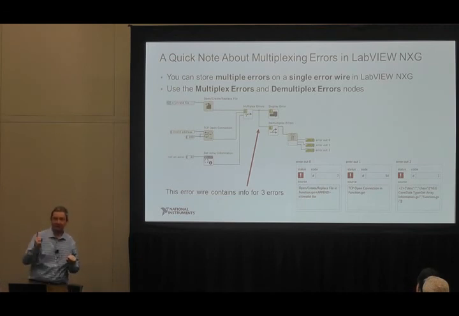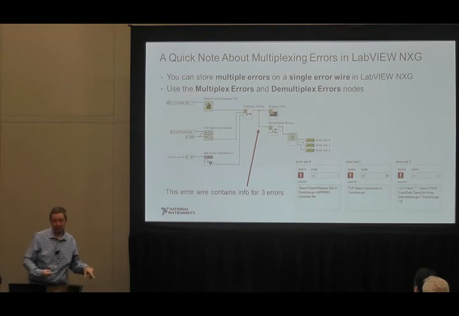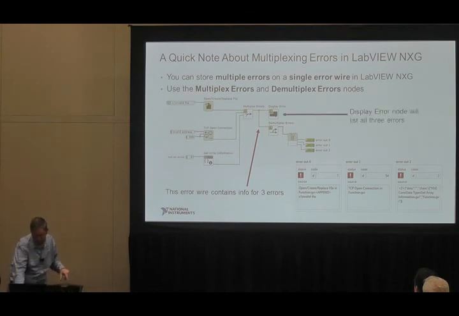So even though it's a single error cluster wire, we can store multiple errors on that wire. So it's a really cool, neat thing that we have in LabVIEW NXG that we don't have in LabVIEW. They're going to backport it? The plan is not to backport it to LabVIEW. So this is an NXG only feature for now. What's that? Sorcery. Yeah, isn't it cool?